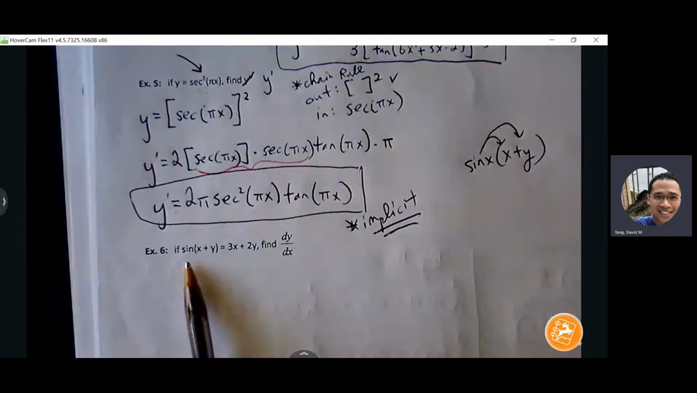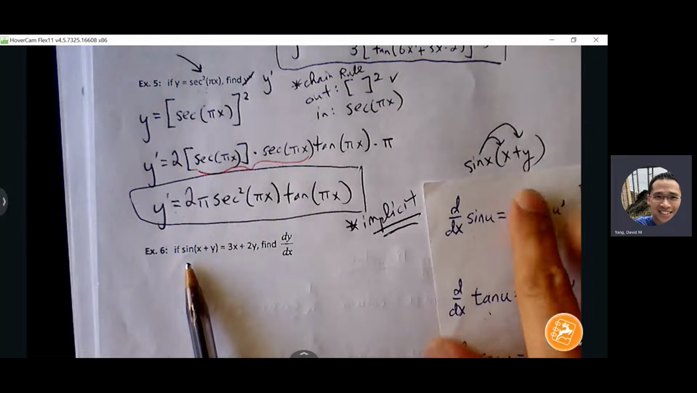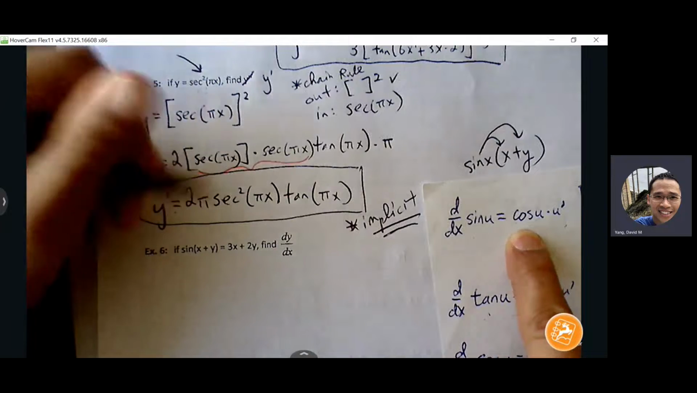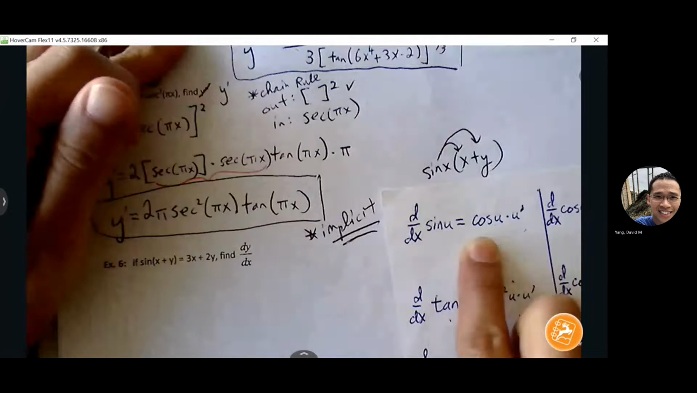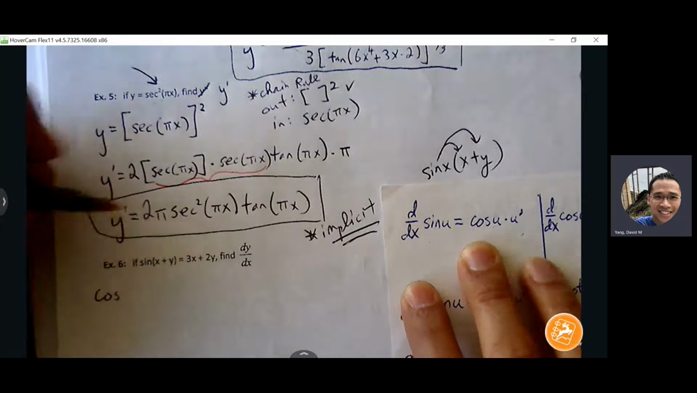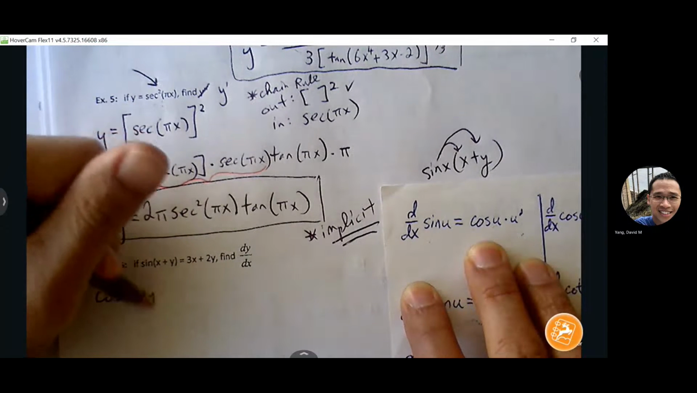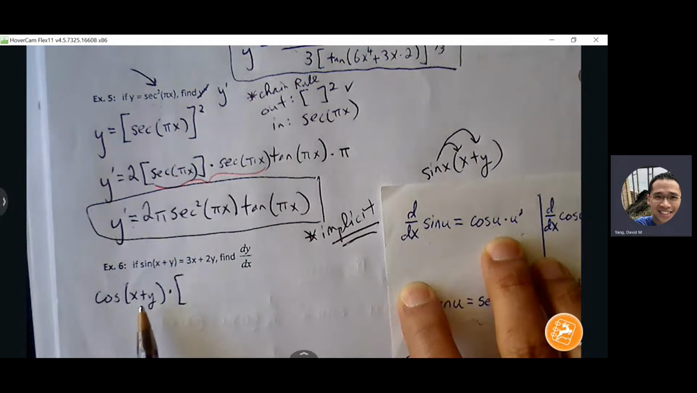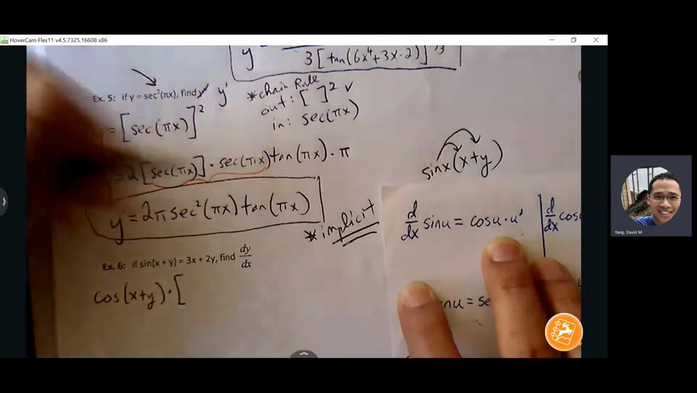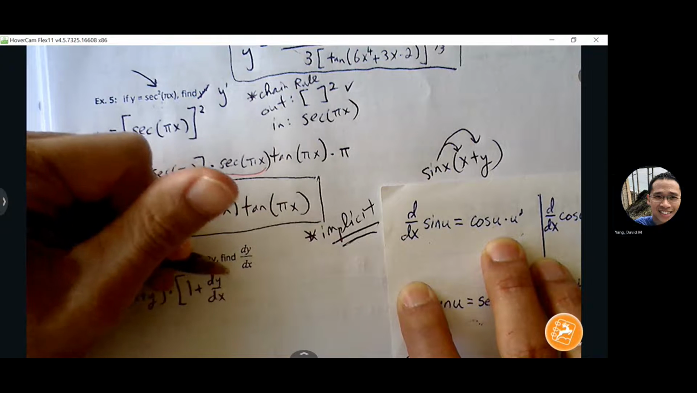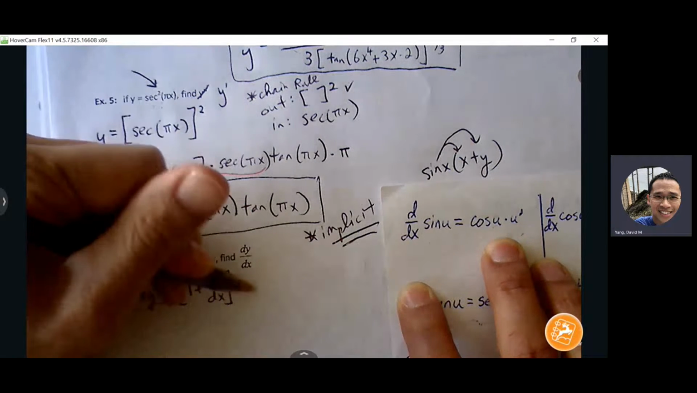So we have to jump directly into our derivative rule, right? We go through sine's derivative: sine u becomes cosine u times u prime. So let's step through it. Sine of x plus y becomes cosine of x plus y times the derivative of u. What's the derivative of what's inside the parentheses here? Good, 1 plus dy dx, right? x becomes 1, y goes to 1 dy dx.